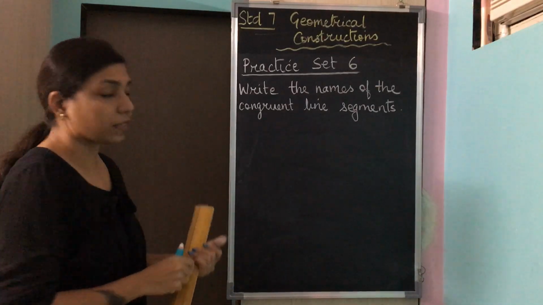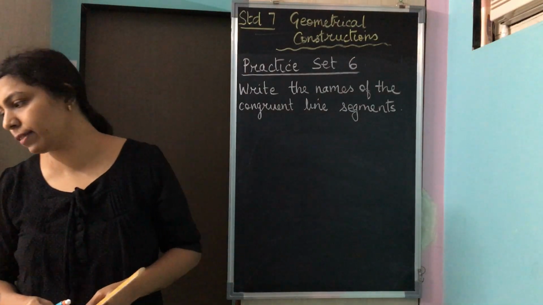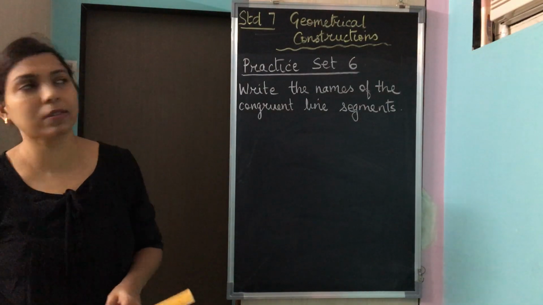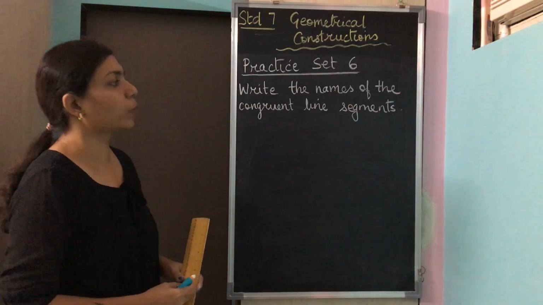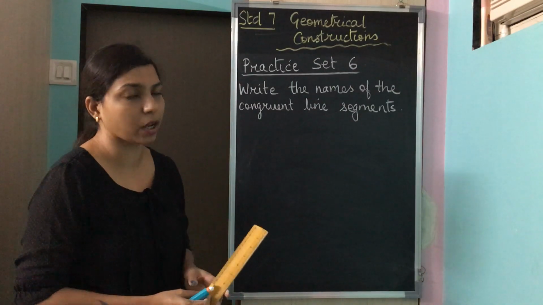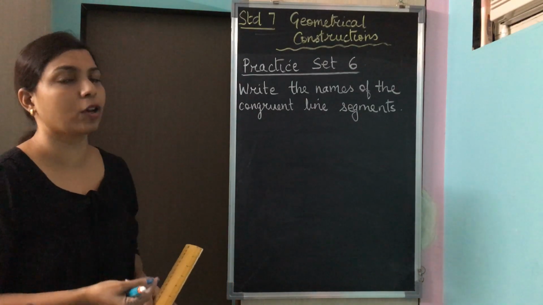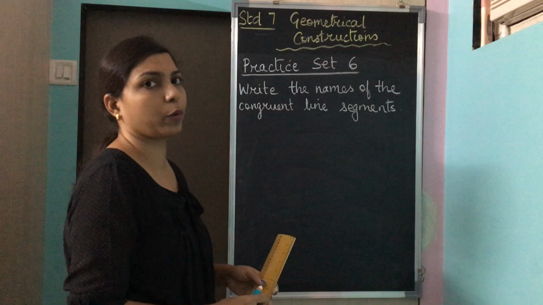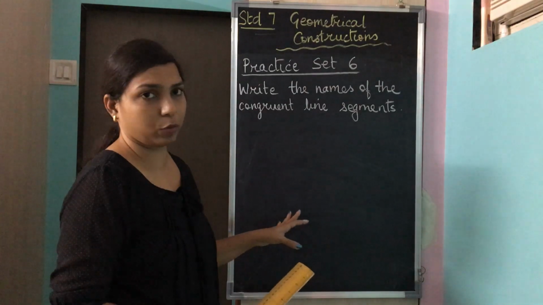Your practice set 6, the first question says, write the names of the pairs of congruent line segments. So you have to look at the diagram which is given in your textbook and write the names of the segments which are congruent to each other. I'm going to draw the diagram on the board now.